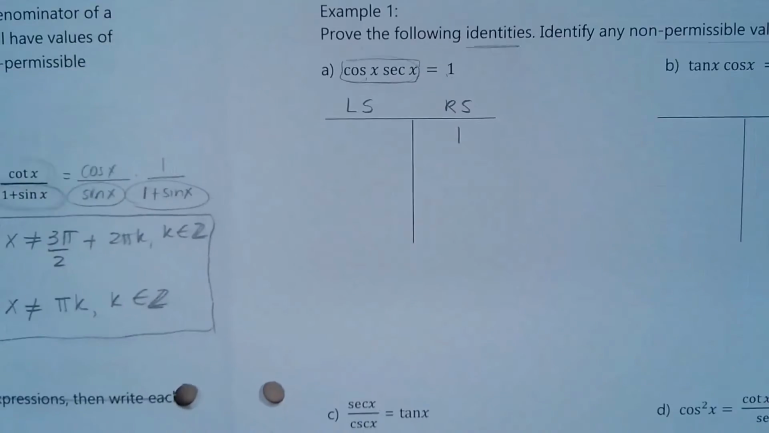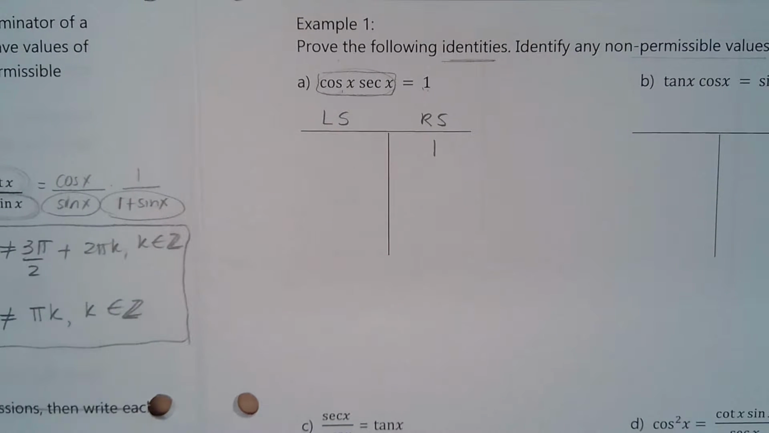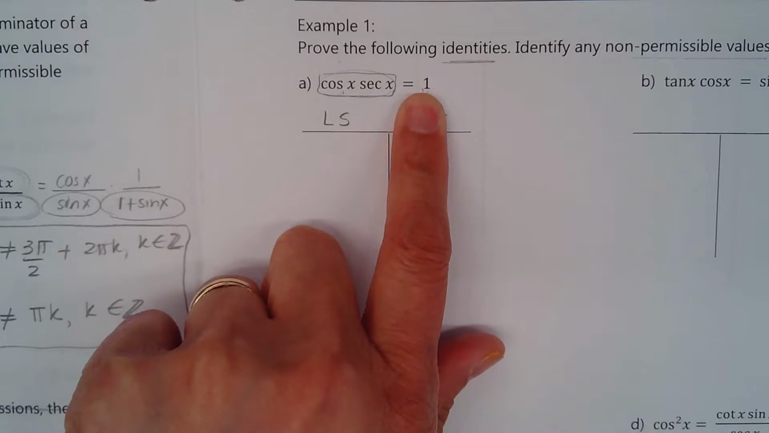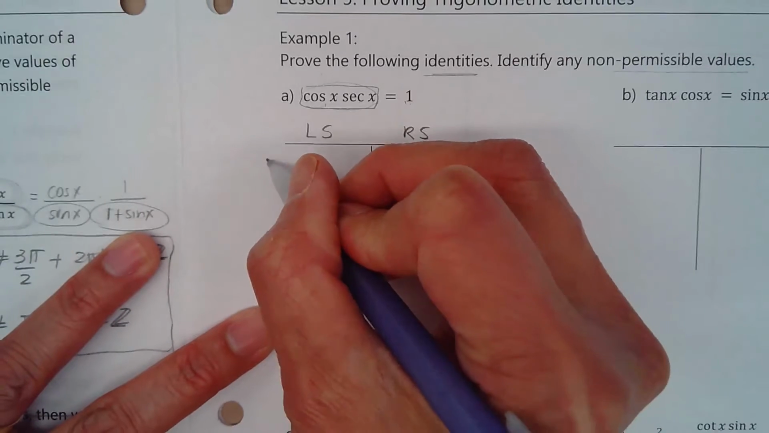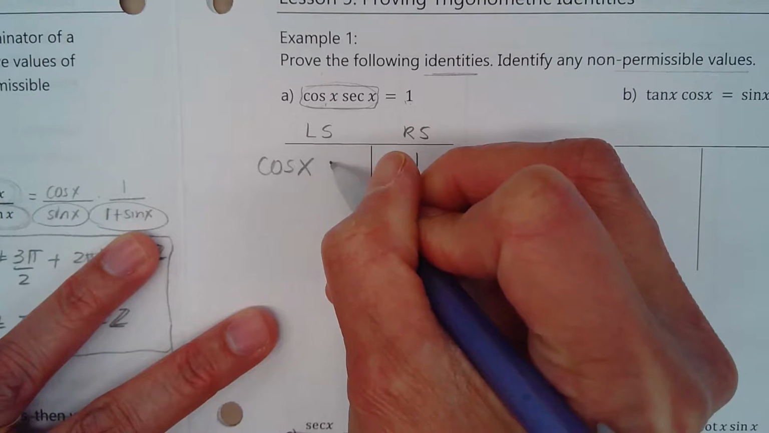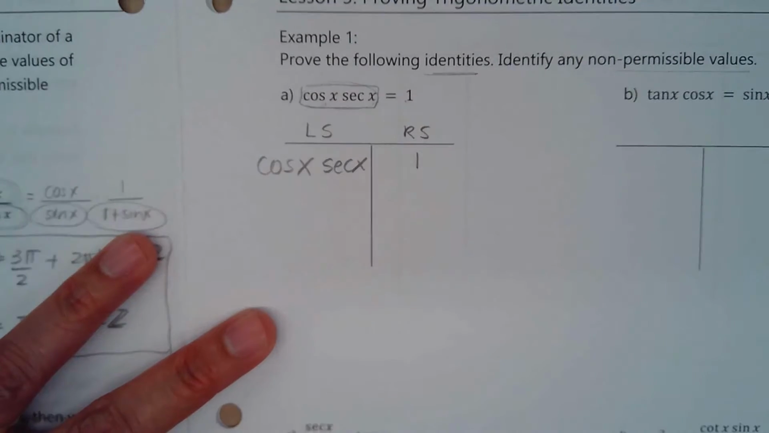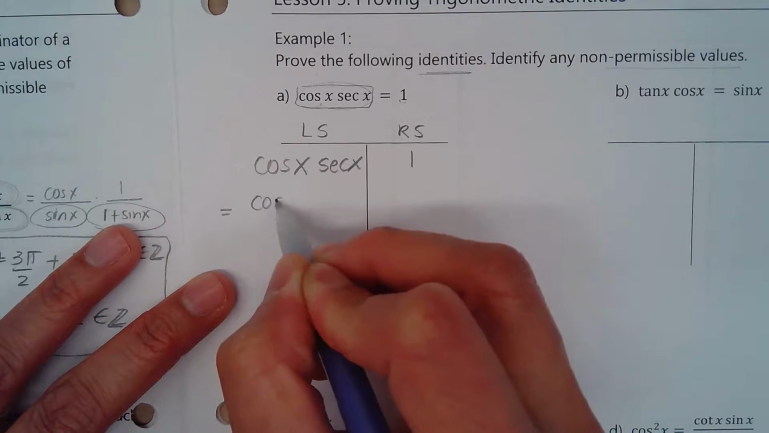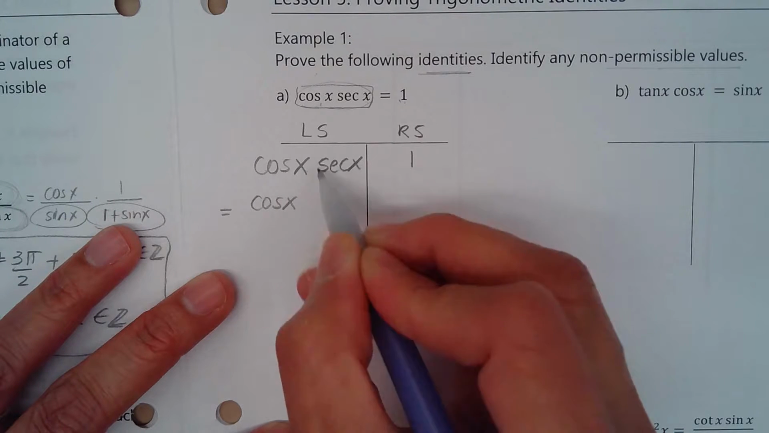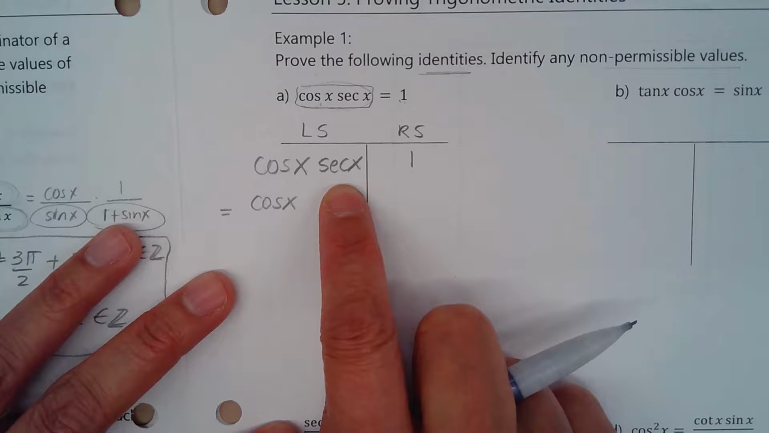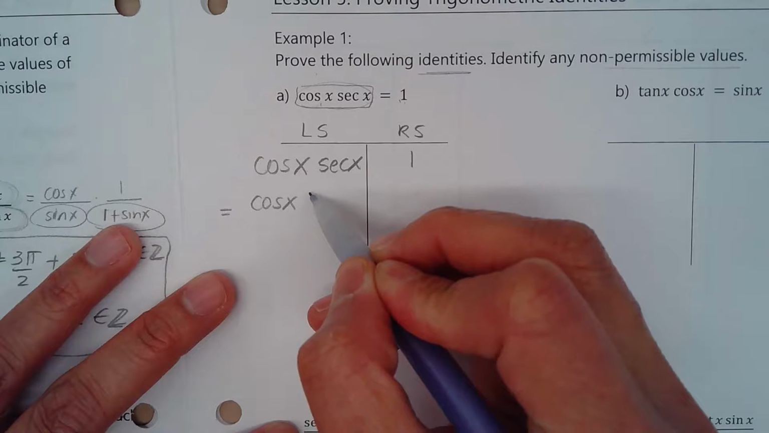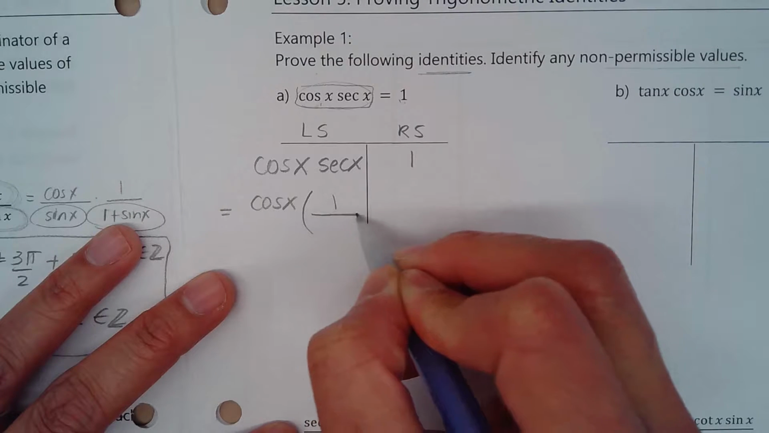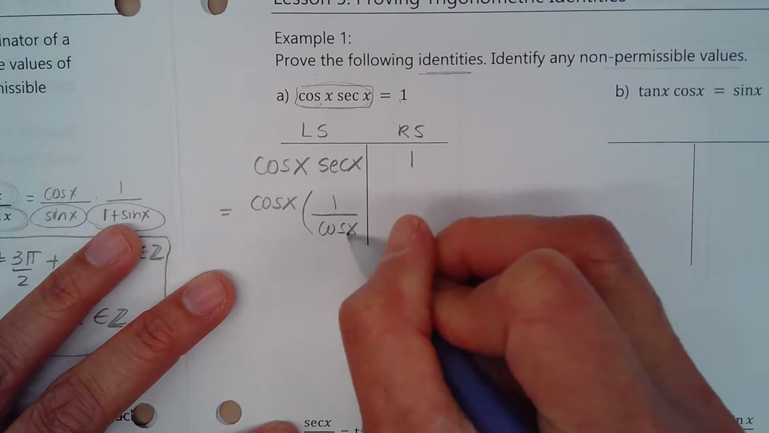So, we're going to work one side only and try to manipulate this so that it equals the other side. Let's start with cos of x times secant of x. Well, cos of x is just cos of x. Is there another way that we can write secant of x? Yesterday we looked at the other identities. Secant, we said, is the reciprocal of cos. So it's 1 over cos of x.